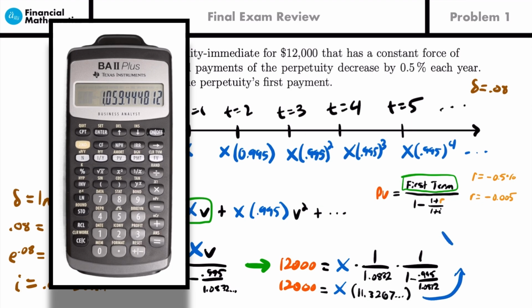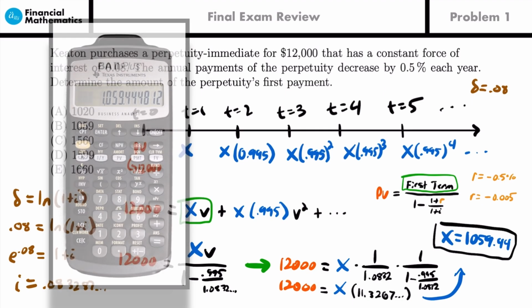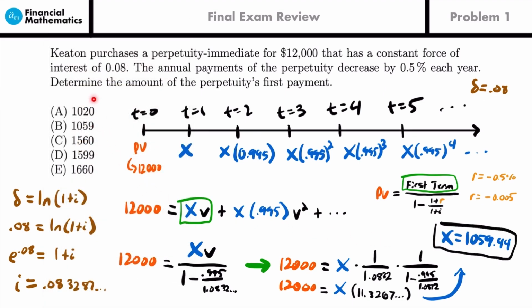That's the final answer. X is equal to $1,059 and about 44 cents. That's the value we get in our calculator. And comparing that to our answer choices here, it looks like answer choice B is the correct answer, right? B is 1,059, which is basically what we got. Okay, so I will box that in. That is the final answer to this problem. Let's move on to the next one.